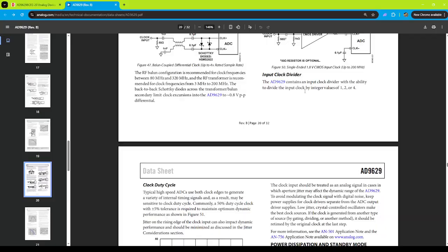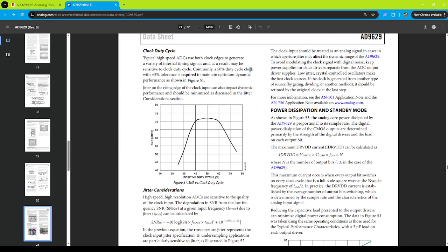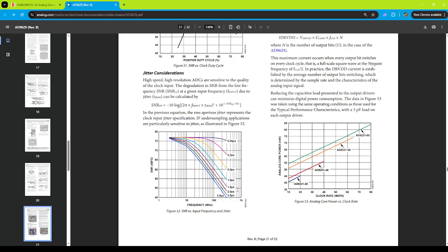And there's input clock divider, clock duty cycle. So 50% duty cycle, okay, pretty standard. Okay, jitter, look at this. Look at the constraints on jitter here. Each of these colors represents a different jitter. If I have 1 picosecond jitter, bro, 1 picosecond is a very small amount, and my input frequency is 20 megahertz, I'm going to get like 73, 74 dB SNR. But look at that. If my input frequency was 80 megahertz, if I'm using that 80 megasample part, oh my god, it's just taking a hit.